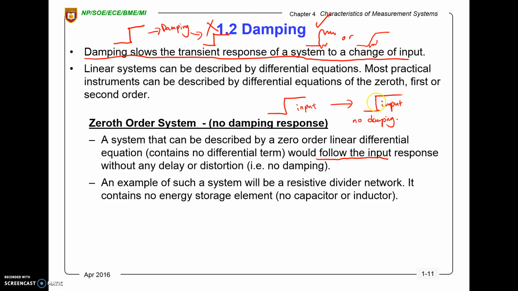One such thing that you can think about is a resistor divider, which means you have your voltage divider. Whatever input you have, you get an immediate output. That is for a zeroth order, which means a zero order system.